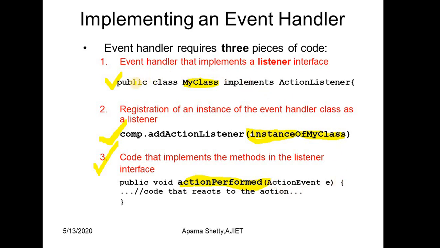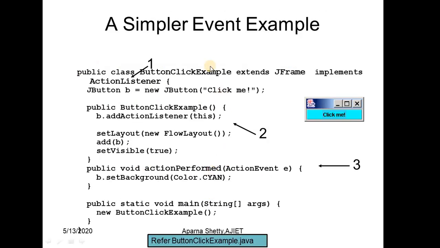Okay, so first we need to generate an event handler. Next we need to register the object of that event handler. Next we need to call the appropriate methods of that event handler to handle that event. Here the actionPerformed method is called to handle that action event. So these are the three steps in implementing an event handler. Next, let us look at this small event example.